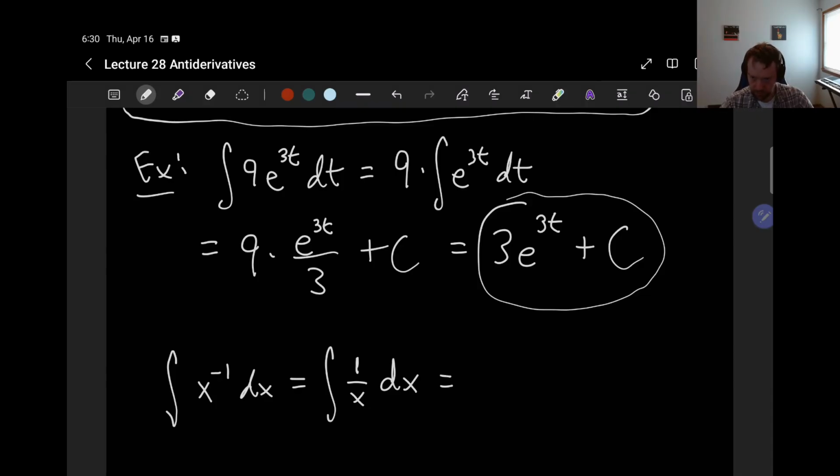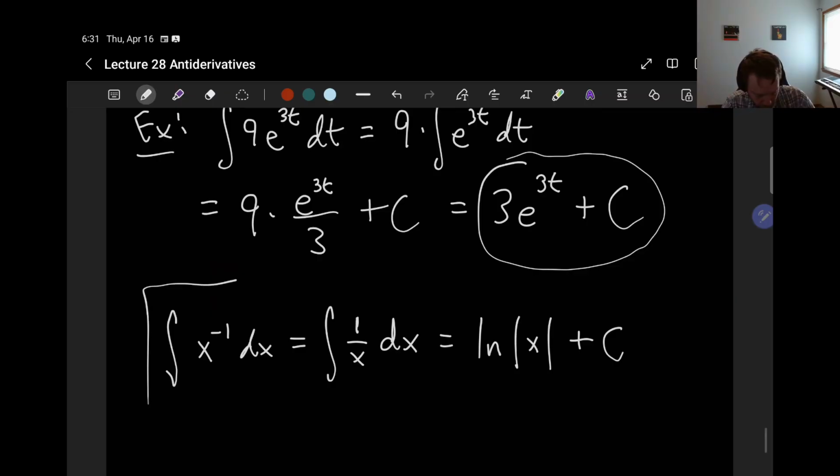The result, well, does this look familiar as a derivative to a certain function? Should remind you of ln, natural log. But I'm going to throw in something maybe a little unexpected: natural log of the absolute value of x plus c. And let's discuss that part real quick.